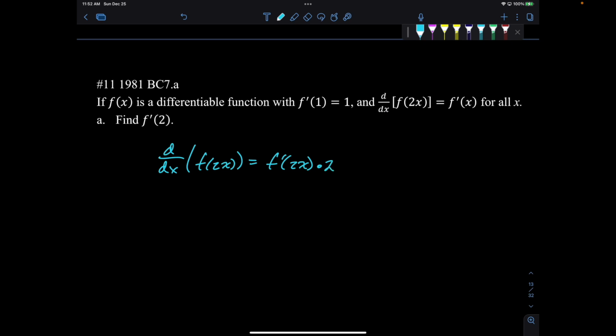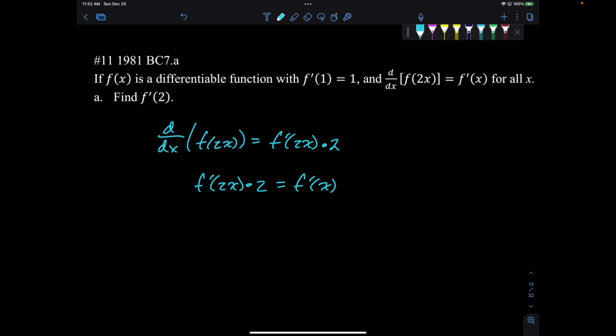So what do we know? So f prime of 2x times 2 is equal to f prime of x. And we want f prime of 2. So I'm going to plug in 1, because if I plug in 1, I will get f prime of 2 times 2 equals f prime of 1. Okay, so f prime of 2 times 2 equals f prime of 1.